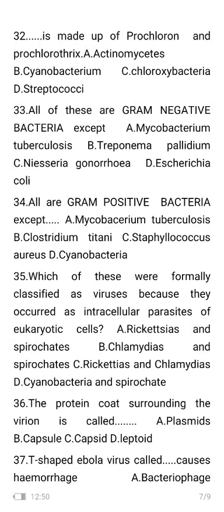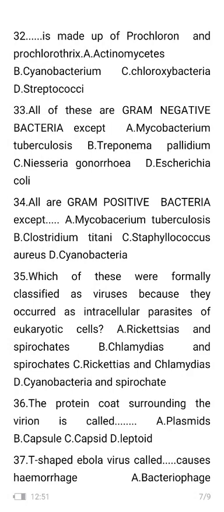Number 36 says the protein coat surrounding the virion is called A. Plasmids, B. Capsule, C. Capsid, and D. Leptoid. So the answer is capsid. The capsid is that protein coat that is found surrounding the virion, which is the non-living form of the virus. Please take note of that. Outside a living cell, viruses are known to be non-living, called virion, which means that virion is a non-living virus.